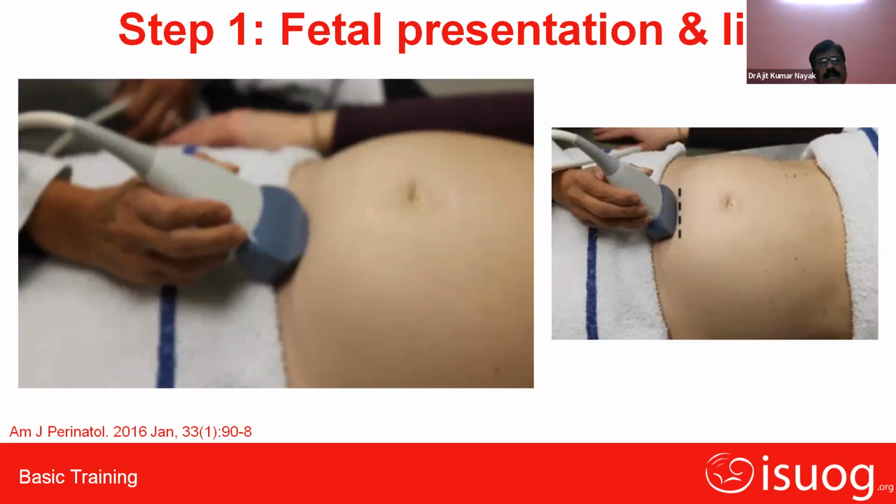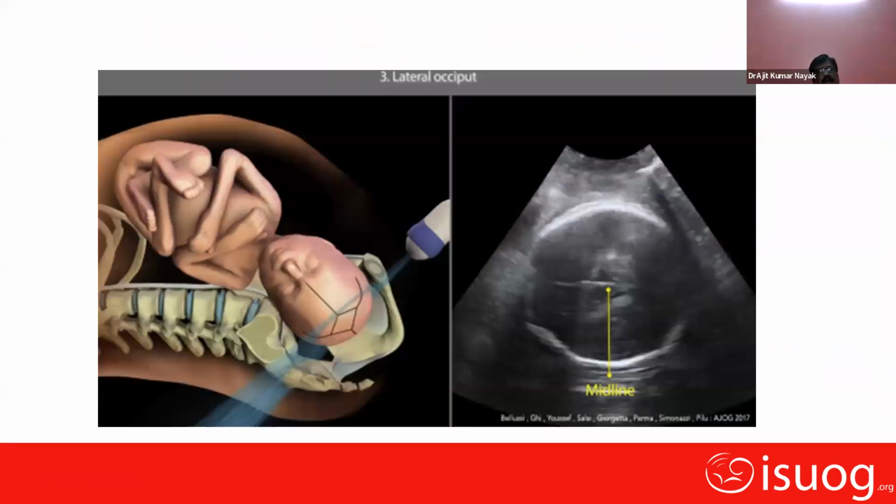As we know, the lie can be transverse or longitudinal. In longitudinal lie, it can be a cephalic presentation or a breech presentation. And in transverse lie, as we know, the lower pole is empty. So this is the picture of a cephalic presentation, where the fetal head is inside the lower pole of the uterus, and we can see the fetal head. The diagnosis is cephalic presentation.